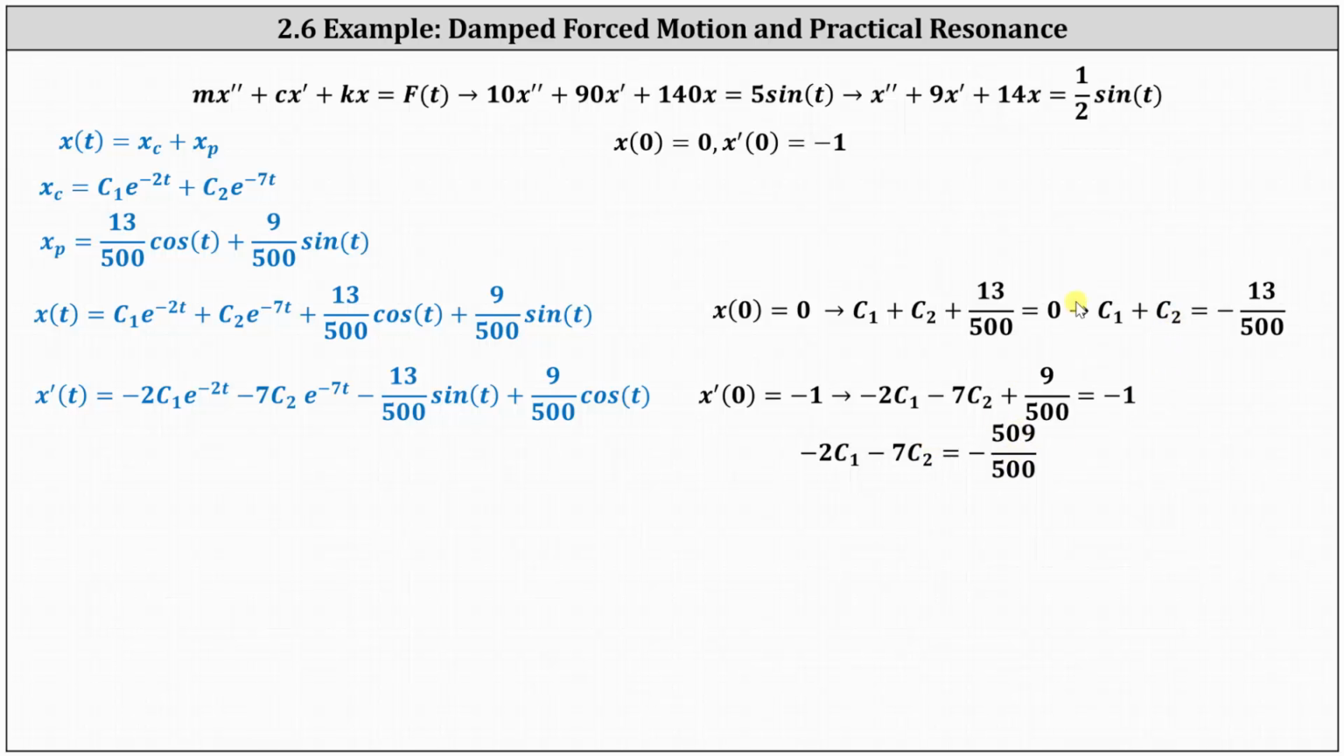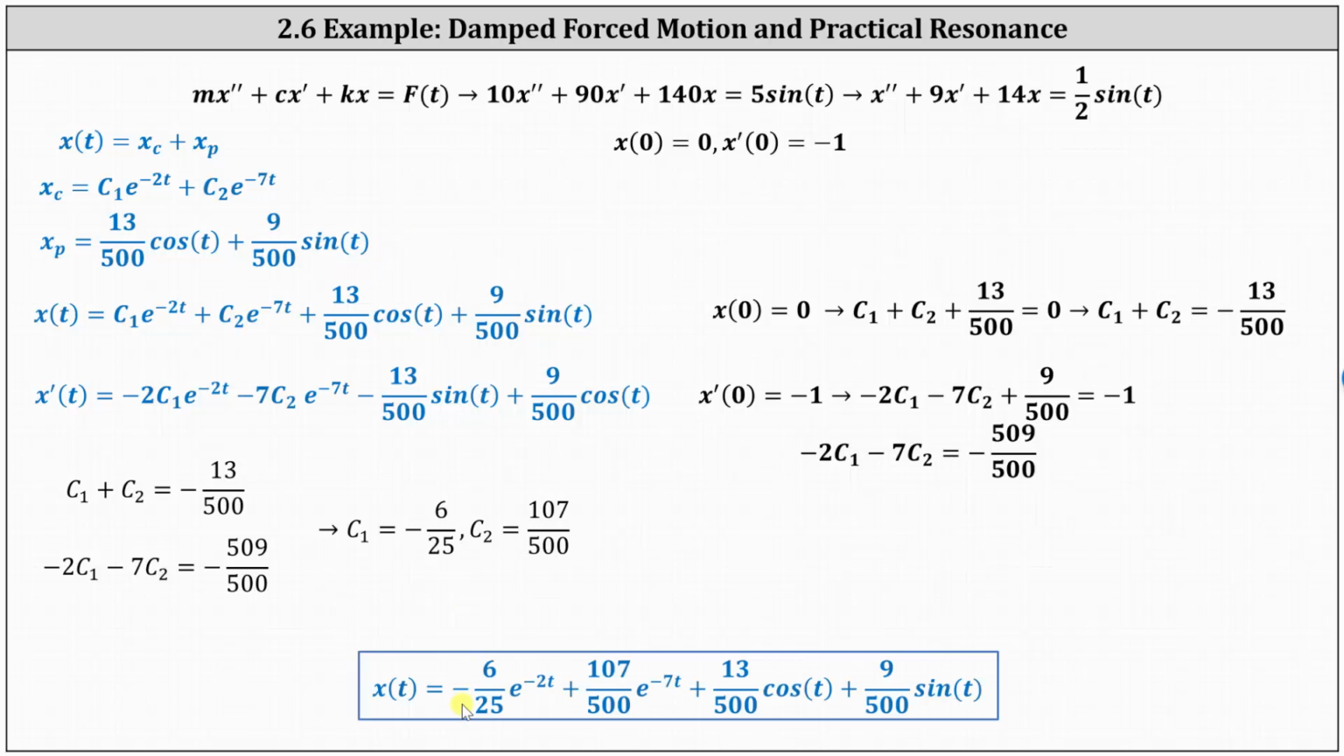And now we use these two equations to solve for c sub 1 and c sub 2, which I've already done. You may want to pause the video and verify this. c sub 1 equals negative 6/25, and c sub 2 equals 107/500. And now we substitute these values for c sub 1 and c sub 2, which gives us the equation that models the motion of the mass. We have x of t equals negative 6/25 e to the negative 2t, plus 107/500 e to the negative 7t, plus 13/500 cosine t, plus 9/500 sine t.